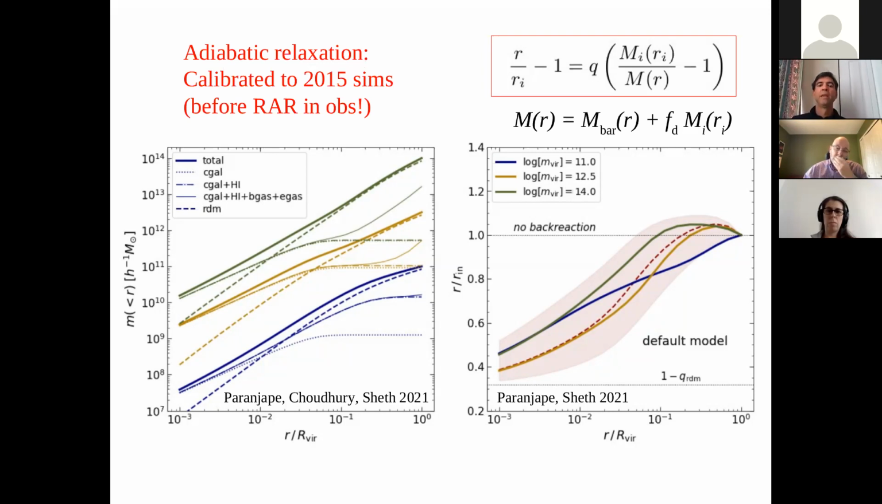Okay, and so all we've done is we've just made a plot of what the typical scale, the expansion or contraction relative to initial is for the different halo masses, for the objects that were in halos of different mass. Okay, and so again, this is all calibrated in 2015.